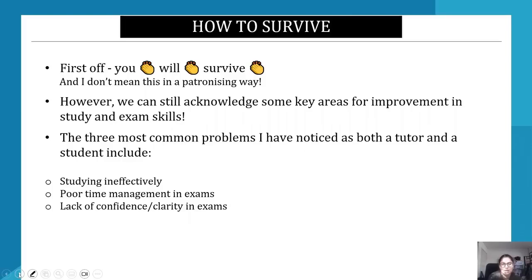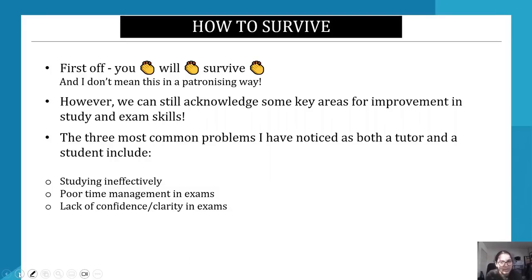So 3 things that I've noticed as a tutor and a student generally include that. Firstly, studying ineffectively, and that's definitely more as a student than as a tutor. So what you want to do is make sure that you're studying in a way that works for you. Everyone is different, everyone studies differently, everyone works differently, so you are under no obligation to study a certain way. Study in a way that works for you. So that's the first thing.